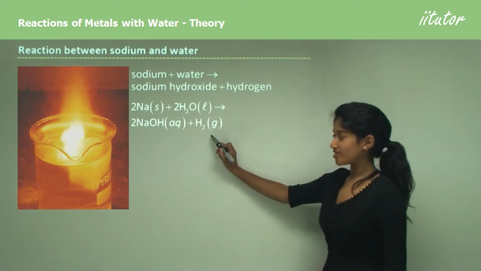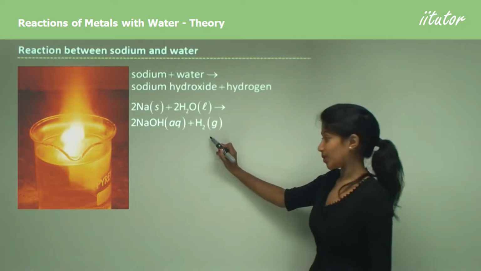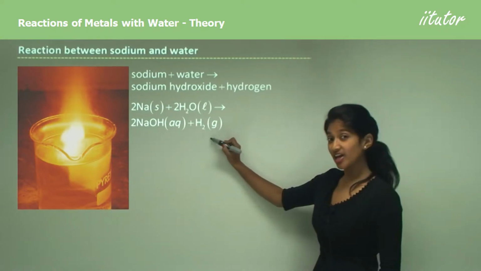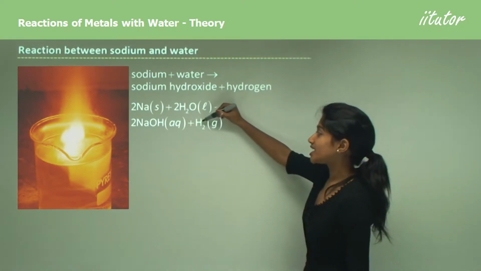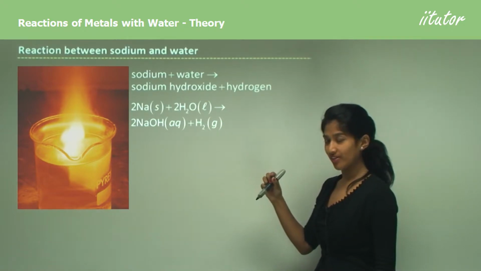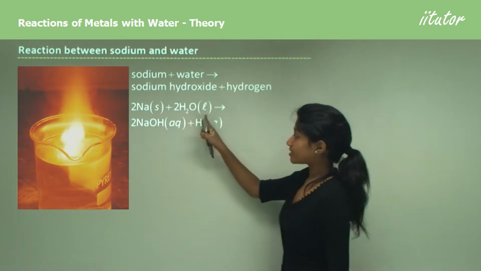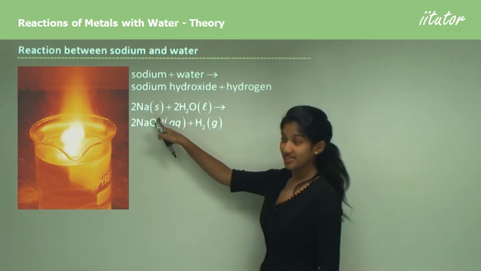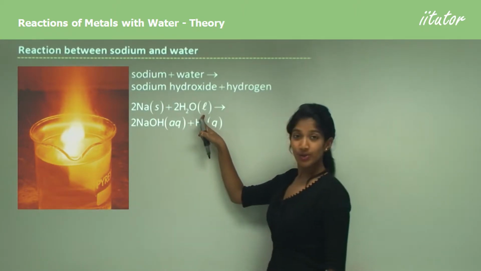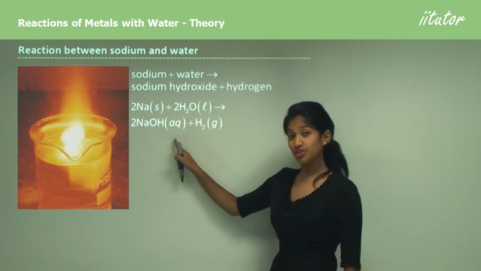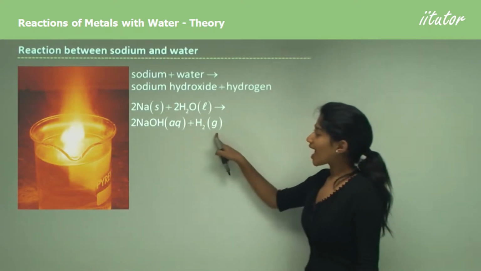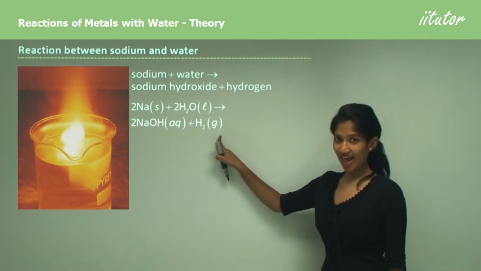And then we have our hydrogen gas being produced as well. Now hydrogen gas is a diatomic particle. That means it's going to have two hydrogens bonded together. We've written all the states down. So sodium is a solid, water is a liquid, and the sodium hydroxide that is produced is going to be in aqueous form. And also hydrogen gas is a gas.